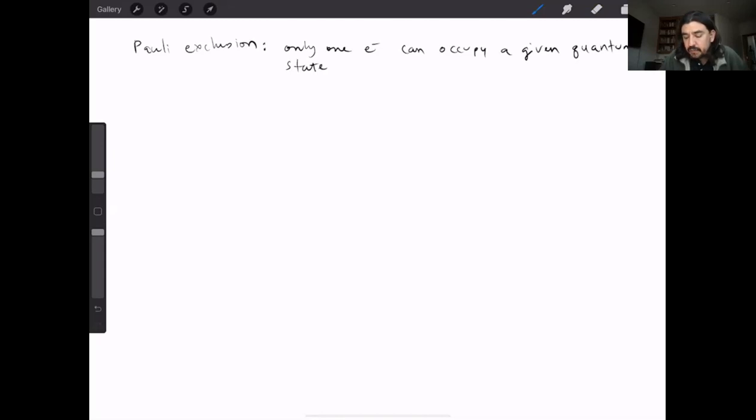So that's the way that it works for fermions. That's what electrons are. For bosons, there's no such restriction.